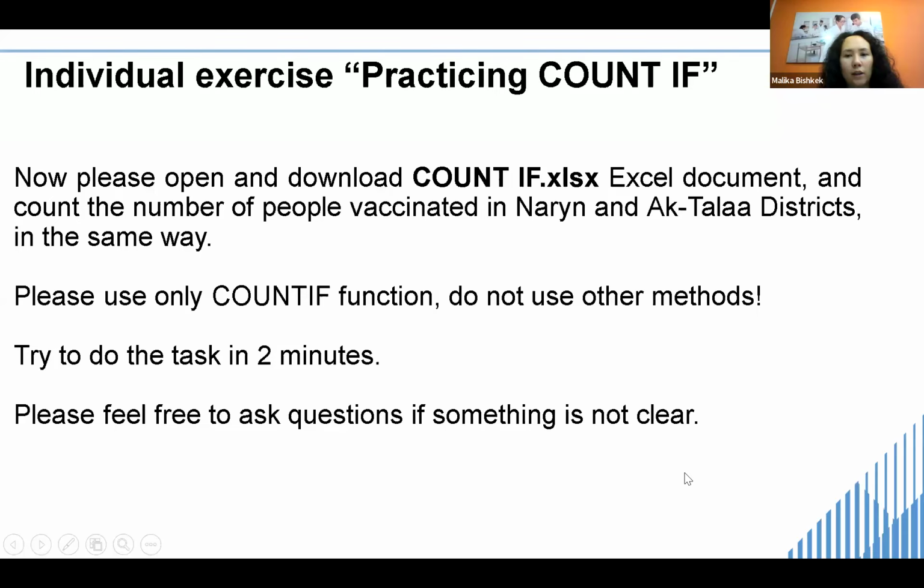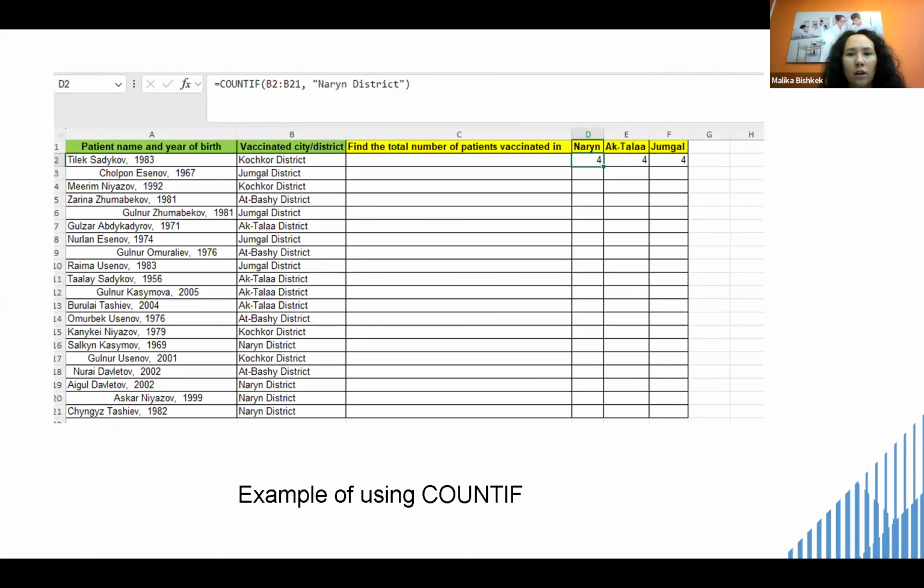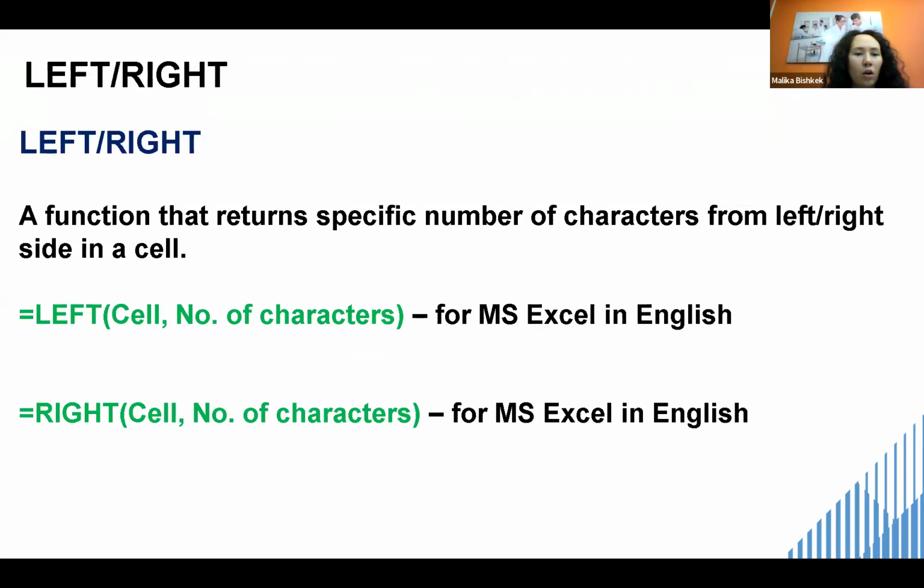Yeah, we made this exercise and how it should look like. For example, in Narin, in Naftala, and in Jungal, there were only 4 people vaccinated. And we can do so on for other regions and districts as well.